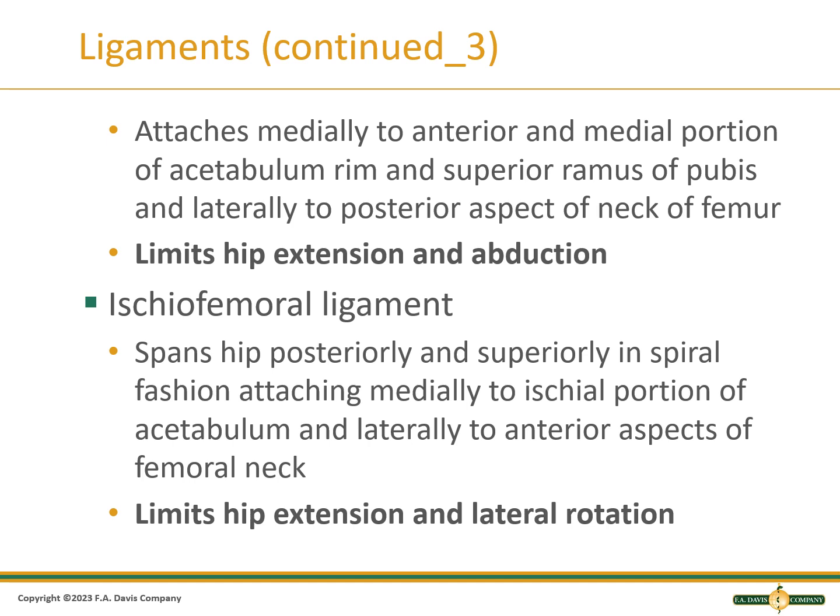Our ischiofemoral ligament spans the hip posteriorly and superiorly in a spiral fashion, attaching medially to the ischial portion of the acetabulum and laterally to the anterior aspects of the femoral neck. The ischiofemoral ligament serves to limit hip extension and external rotation.